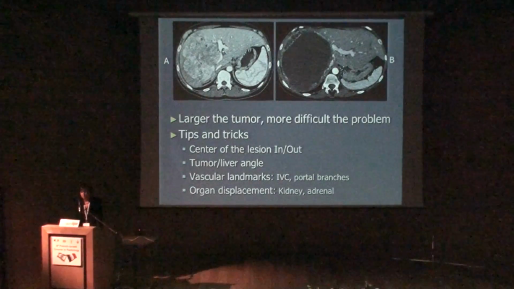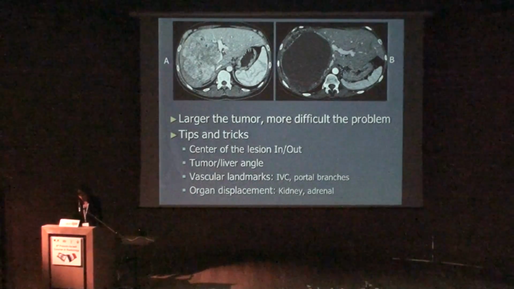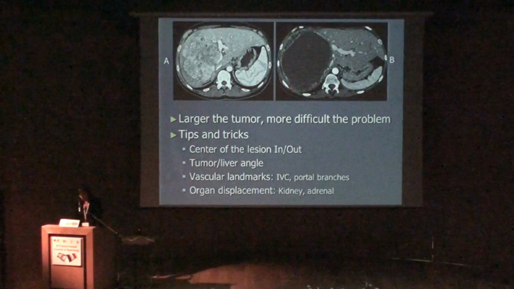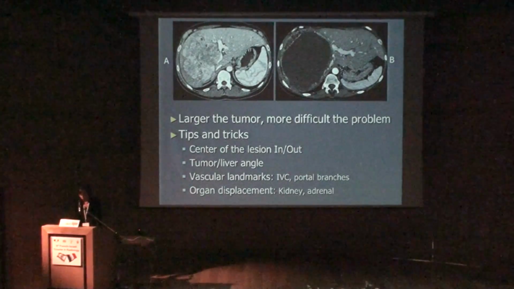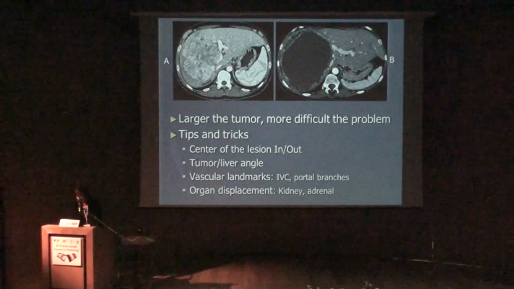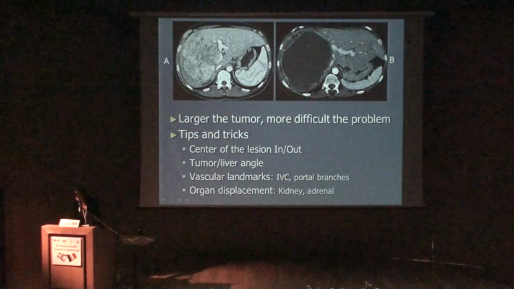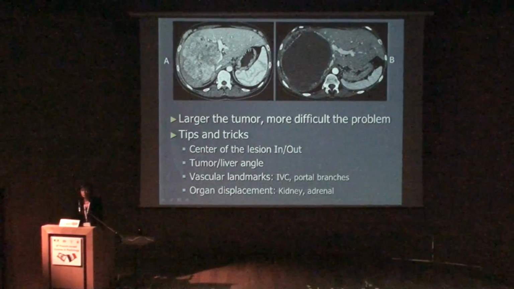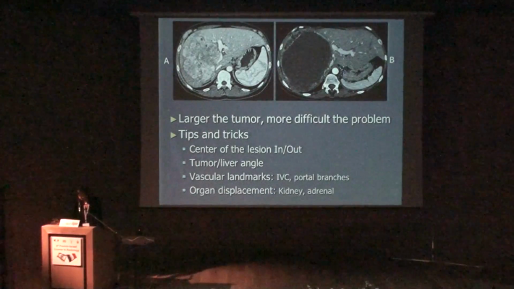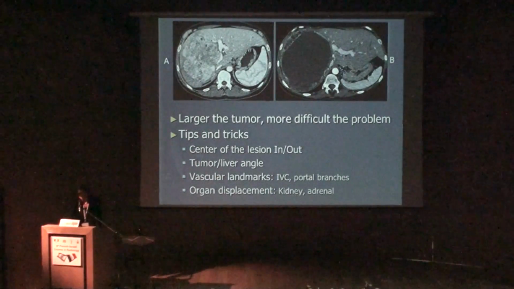In these two cases, it can help because I think it should be in the right liver. Also, a very important finding is the tumor to liver angle. If you see some liver parenchyma that goes along the tumor, definitely the tumor is inside the liver. But same thing here, it's not easy.